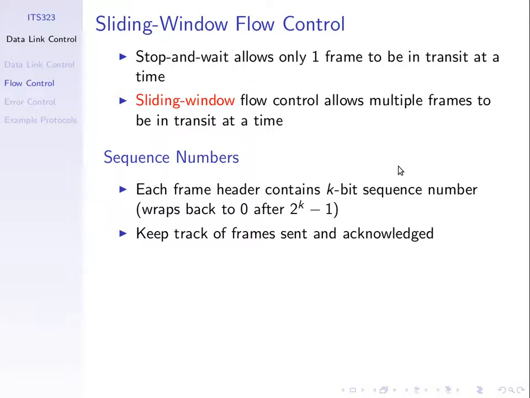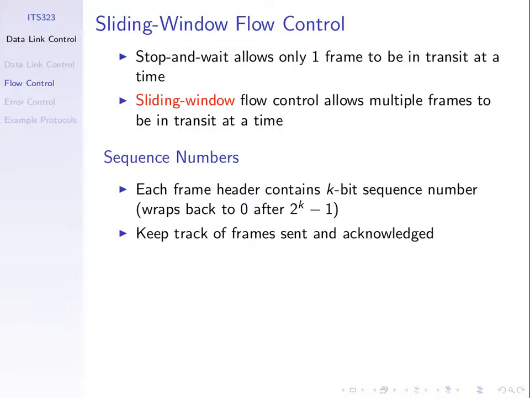Stop and wait can be inefficient in some cases. The reason is we send one data frame and then we may spend a lot of time sending nothing, because we send and we wait. That's inefficient use of our link. We're not sending anything across our link.